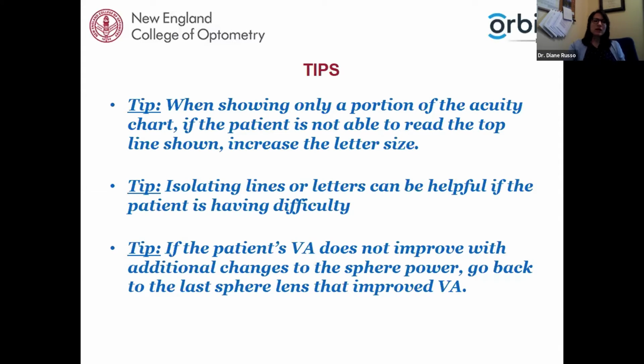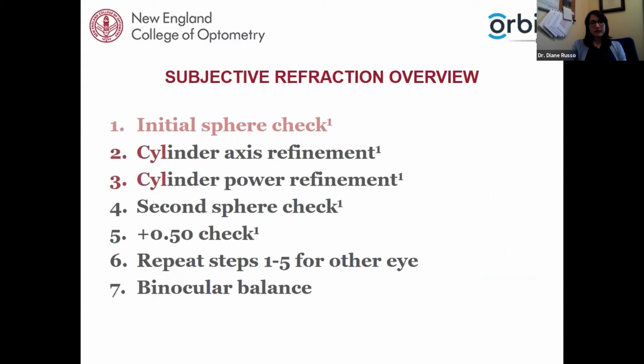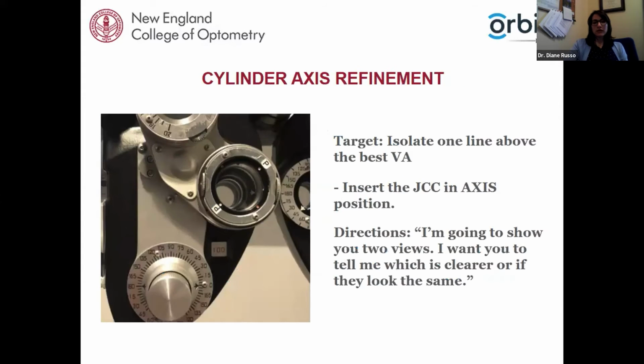So from the previous presentation, I had given an example of someone reading 20/30 and they're initially at a -1, and you give them -1.25, they're still reading 20/30, -1.50, 20/30, -1.75, 20/30. You're giving them all this minus, but it's not improving their acuity at all. So you should go back down to the -1 and move on to your cylinder check at that point. And so that's where we are. Now we've gone through the initial sphere check. And now we're ready to do our cylinder refinement.